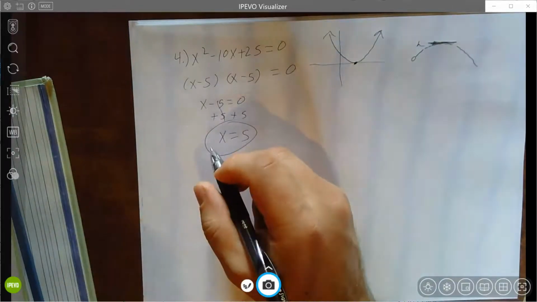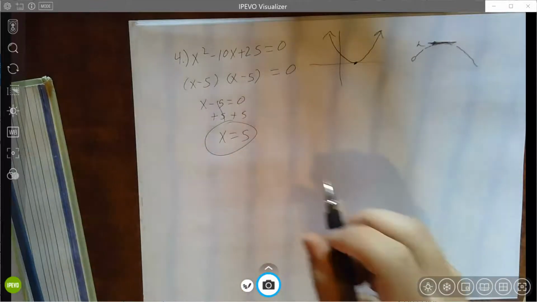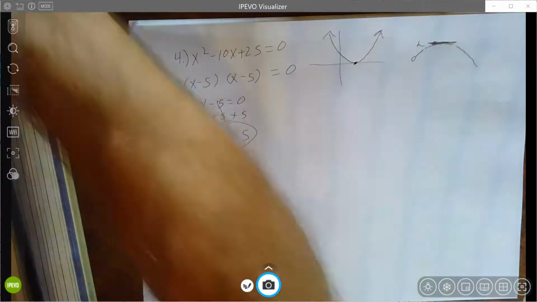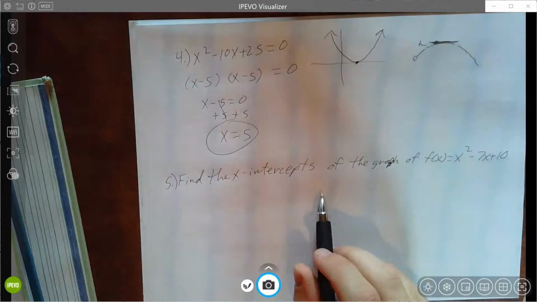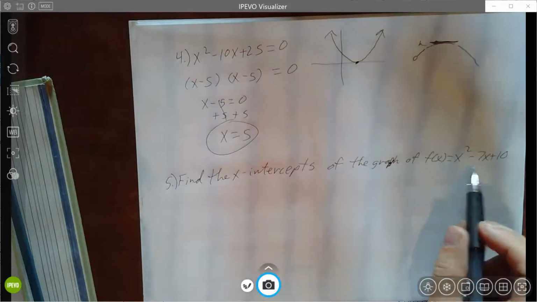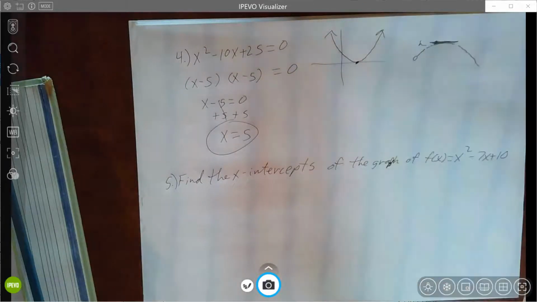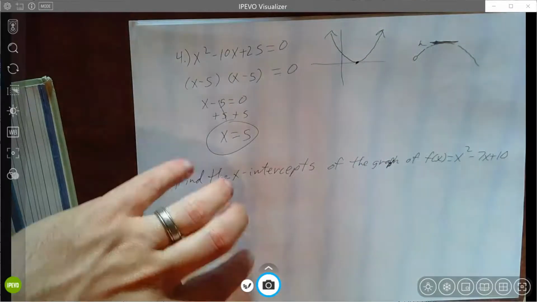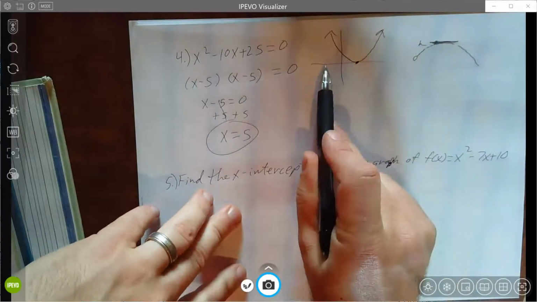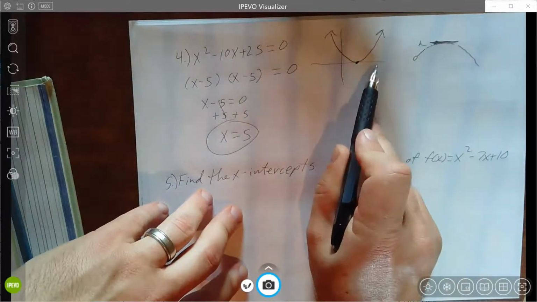So, here's another way this question could be worded. Find the x-intercepts of the graph of f of x equals x squared minus 7x plus 10. All right, this is the same kind of problem. It's just written a little bit different way. When it says find the x-intercepts, it means find where this thing hits or crosses the x-axis.